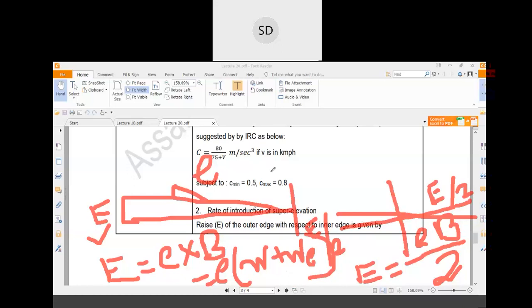Now, in such cases, your Ls would be E into N, where N varies from 1 in 100 to 1 in 150, depending on different conditions, like whether the terrain is plain or rolling, etc.